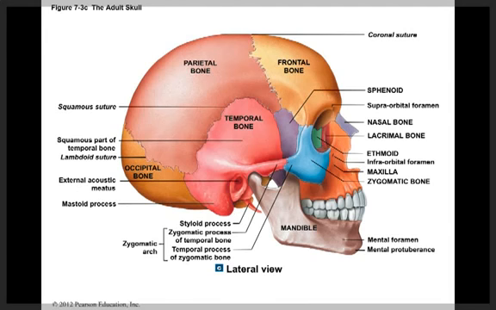Another structure that we find on the temporal bone is the styloid process. The styloid process is a small projection coming off of the temporal bone. It's found between the mandible, or the lower jaw, and the mastoid process. It's very tender if you push on it. There are muscles that attach from the styloid process into the throat area.